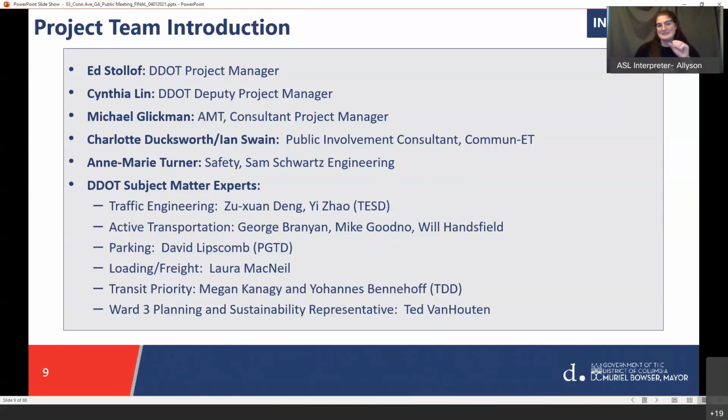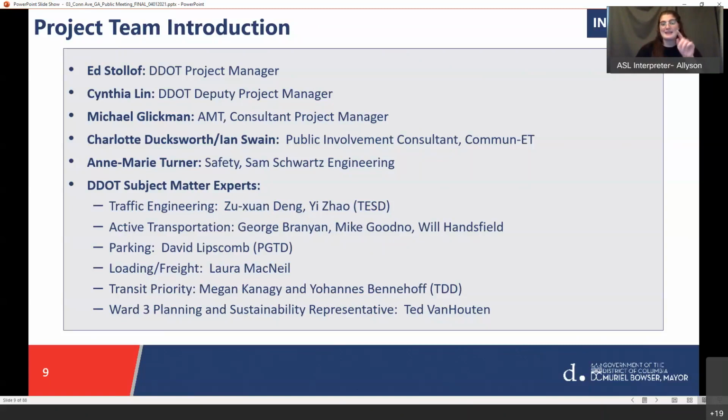We have a number of DDOT subject matter experts here this evening to help answer your questions. For traffic engineering, we have Zushan Dang and Yi Zhao. Active transportation: George Branion, Mike Goodnow, and Will Hansfield. Parking: David Litzcomb. Loading and freight: Laura McNeil. Transit priority: Megan Kanagi and Johannes Benhoff. And our Ward 3 planning and sustainability representative, Ed Van Houten.